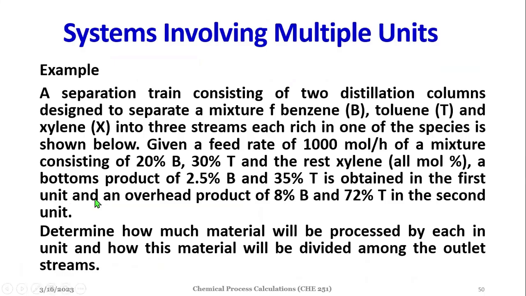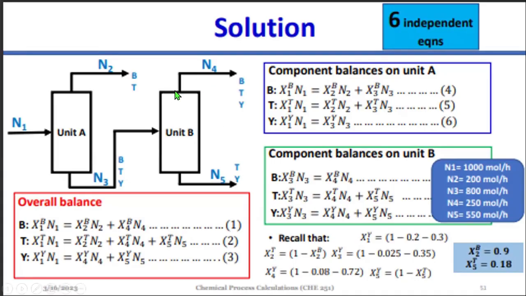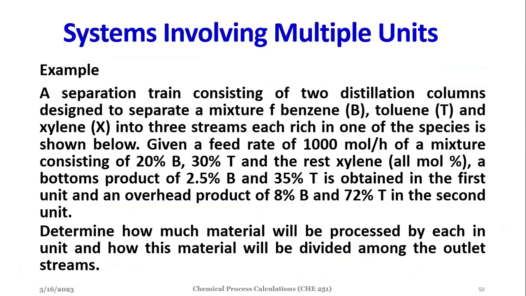Then we're also given the overhead products for the second unit. So for the second unit, that's unit B, we're given the composition of benzene, toluene, and xylene. I hope you get what we are talking about.